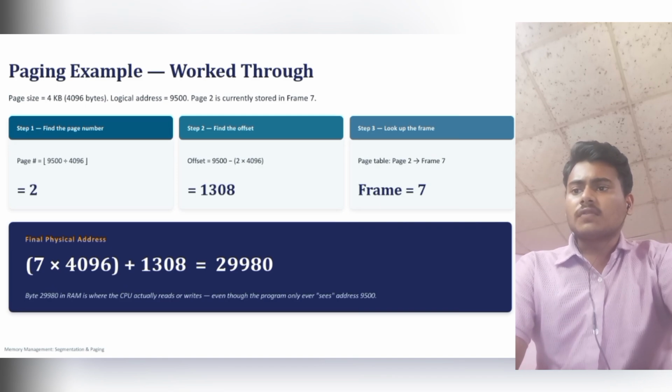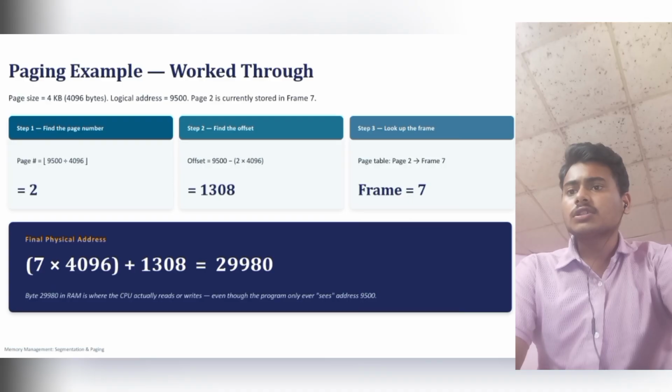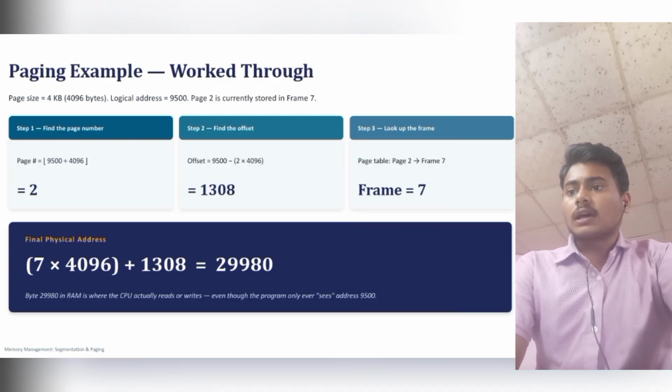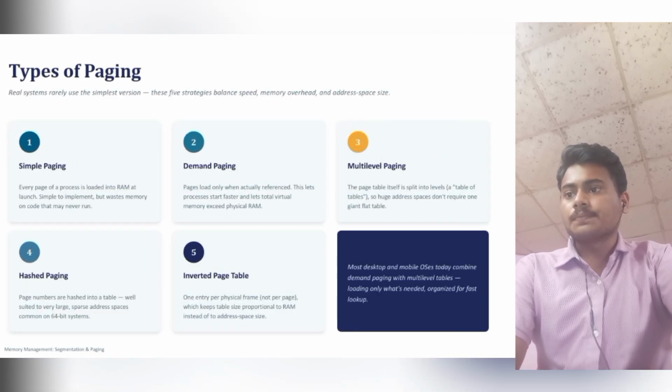Step 2. Find the offset. Take 9500, subtract 8192, that leaves us with 1308. Step 3. Check the page table. It tells us page 2 is sitting in frame 7. Now we combine everything. 7 times 4096 is 28672. Add our offset of 1308 and we land on 29980. That's our real physical address.